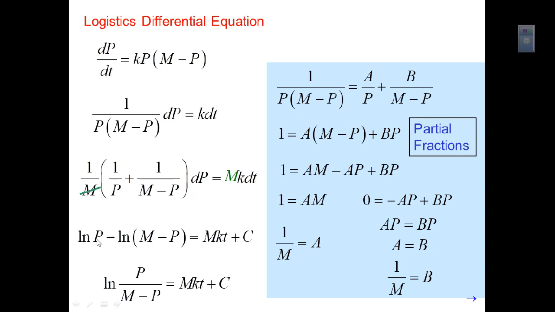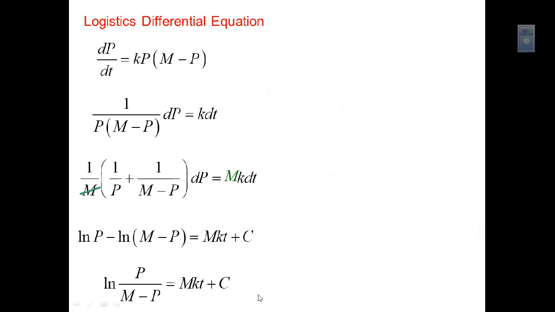So then you can use the quotient rule, or the difference rule for logarithms, to combine this into the natural log of P over (M minus P) is equal to Mkt plus C. And then, of course, we're trying to solve for P, so we can go ahead and use e to exponentiate both sides. Gets rid of the natural log over here on the left, and we get e to the Mkt plus C on the right.